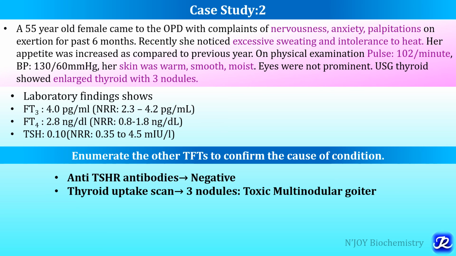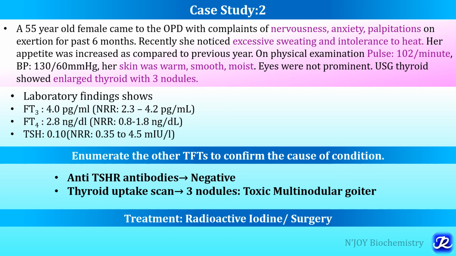In the previous case study, the eyes were proptotic and the anti-TSH receptor antibody test was positive. So that was Graves' disease, and this is toxic multinodular goiter. And the treatment for this condition is radioactive iodine or surgery.